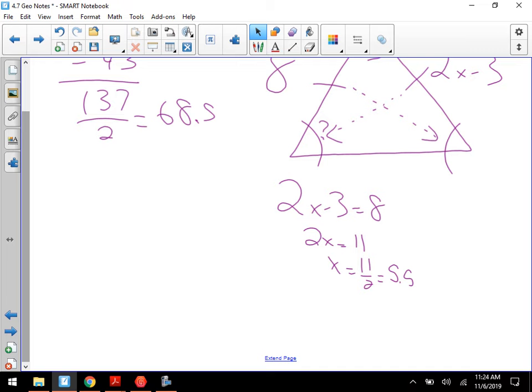Just wanted to show you examples that it's okay that you get decimals. You're not doing anything wrong, all right? It's not a big deal, okay? Bless you. Not terrible.